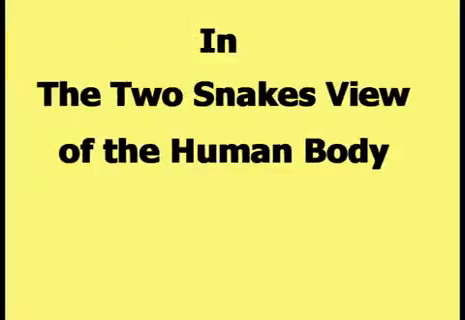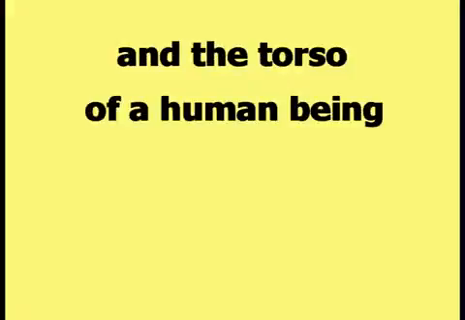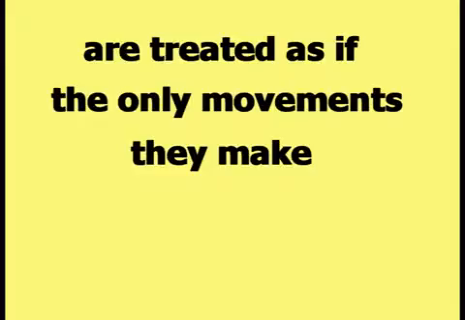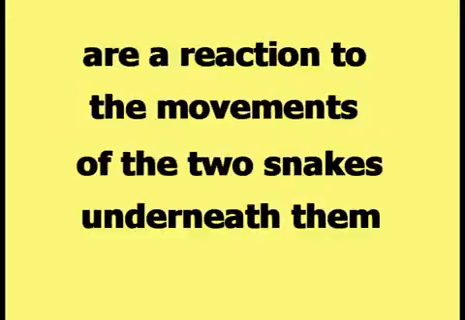In the two snakes view of the human body, the arms, the legs, the head, and the torso of a human being are treated as if the only movements they make are a reaction to the movements of the two snakes underneath them. The arms, the legs, the torso, and the head make no independent movements of their own.